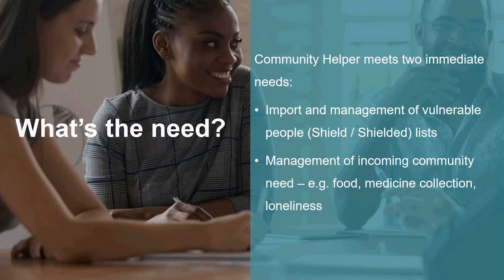Like most councils, you'll be managing a sudden influx of need, both in relation to your vulnerable or shielded people list, but also as a result of people contacting you to say they need food or other types of support. Lots of councils that we're talking to are telling us that they're managing this on spreadsheets at the moment or in other manual ways, and most of them are worried about the data protection and risk issues that causes.